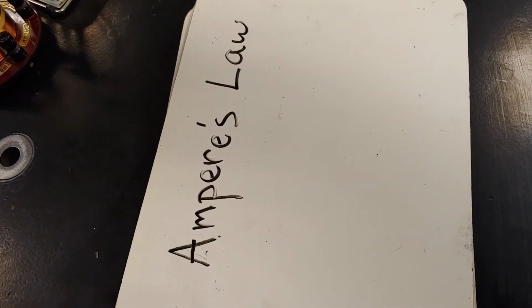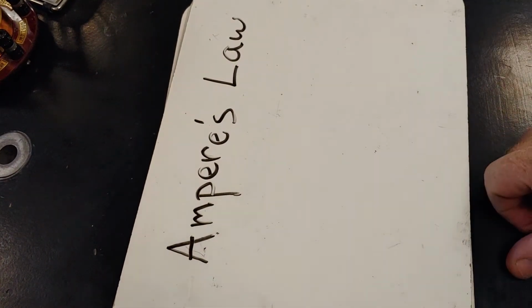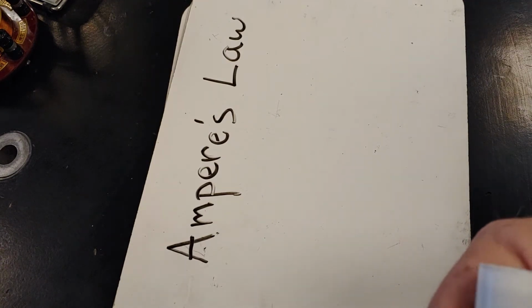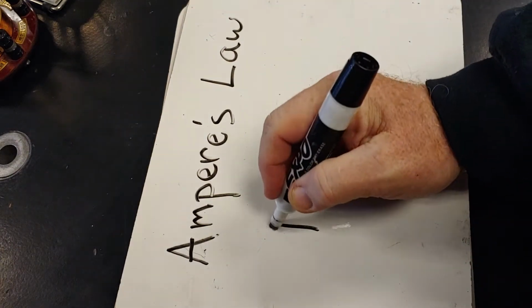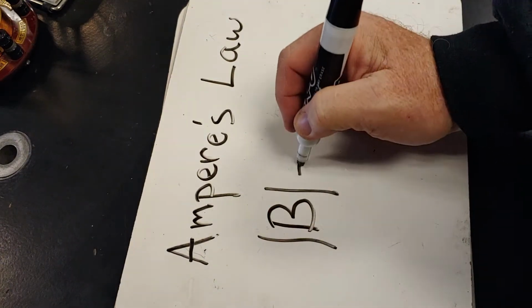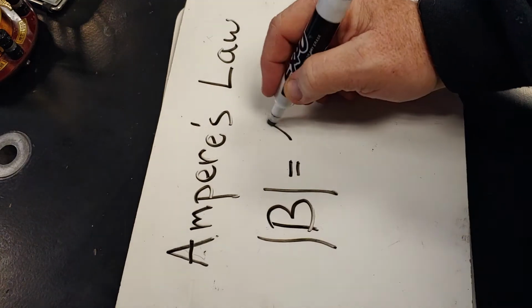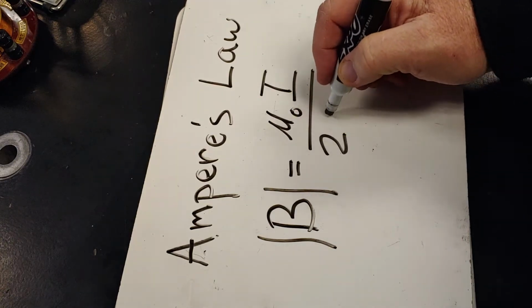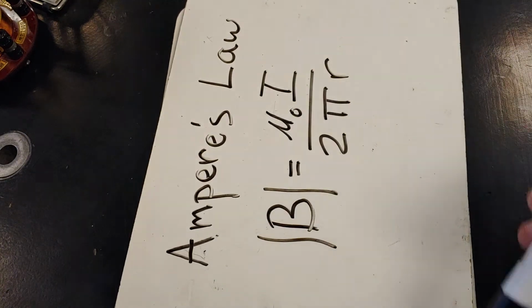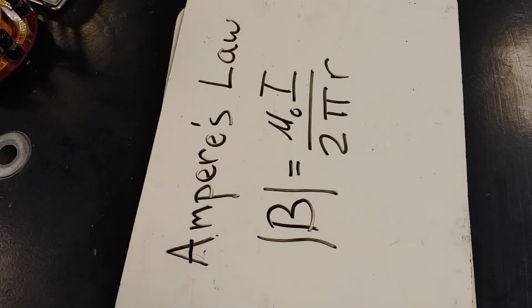Next in our series of videos is one about Ampere's law. And Ampere's law describes how a magnetic field is created a distance from a current carrying wire. If you've done the reading, you've already seen the equation for Ampere's law. It is B, the magnitude of the magnetic field, is equal to mu naught times the current divided by 2 pi r. And if you look at that equation, it may look a little familiar.